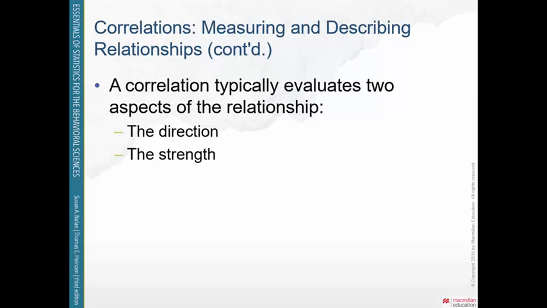So correlations. A correlation looks at two aspects of the relationship between two variables. We look at the direction and the strength, and we're going to spend a bit of time right now talking about the direction and the strength and how you interpret that.